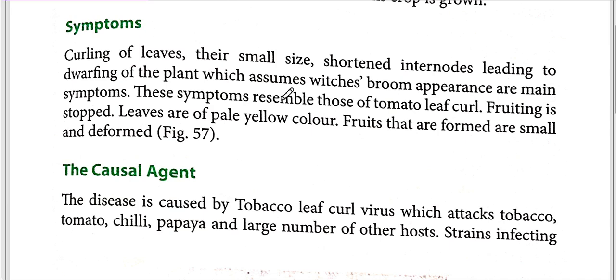These symptoms resemble those of tomato leaf curl. Fruiting is stopped. Leaves are of pale yellow color. Fruits that are formed are small and deformed.